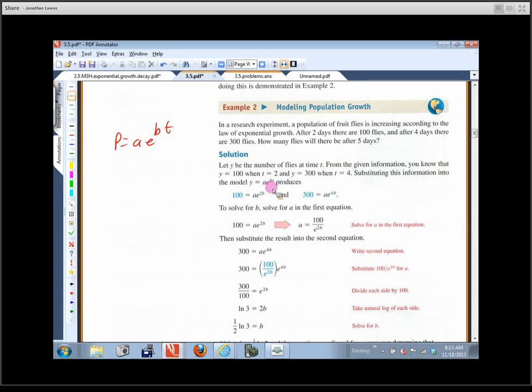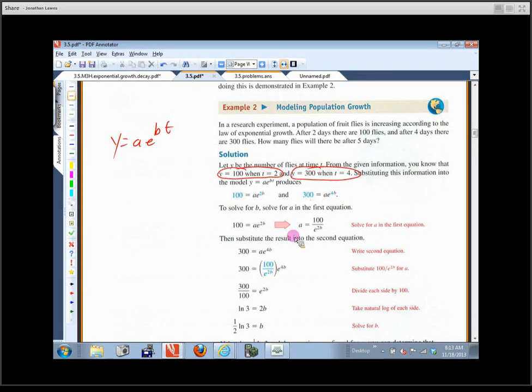So they give us two pieces of information. They say y equals 100 when t equals 2, and y equals 300 when t equals 4. So we can plug those things in. They used a y here, I guess, instead of a p for population. So we can plug a 100 in for that, and we can plug a 2 in for t. So we have 100 equals a, e to the 2b, where they slid the 2 out in front. We do the same thing on this one. Plug in a 300 here, and plug in a 4 there. So we've got 300 equals a, e to the 4b.